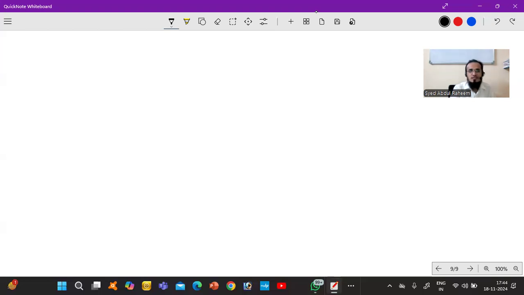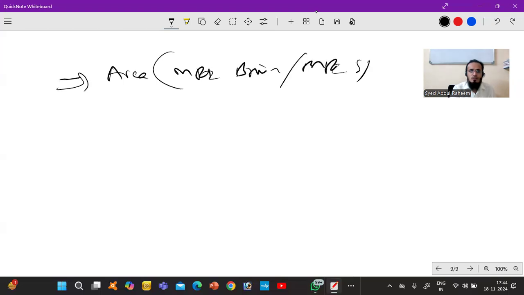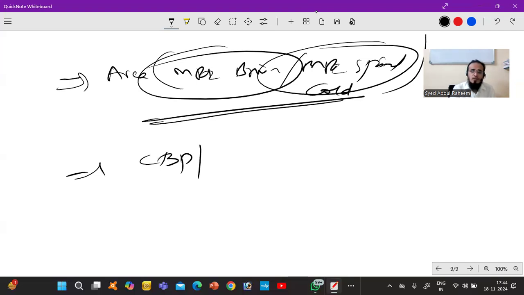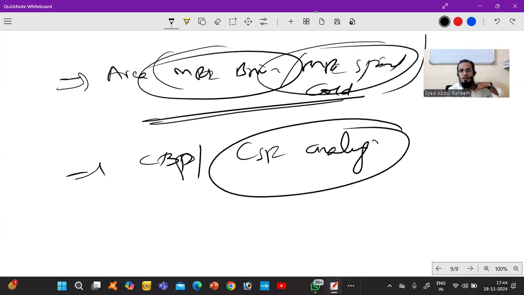What will they do? The best diagnosis, according to the area affected, is MRI brain or MRI spinal cord. Sometimes the neurologist will decide which type of test has to be done, and we have to do CBP. Sometimes we have to do CSF analysis. Cerebrospinal fluid can be taken to check whether there is an infection in that fluid or not.